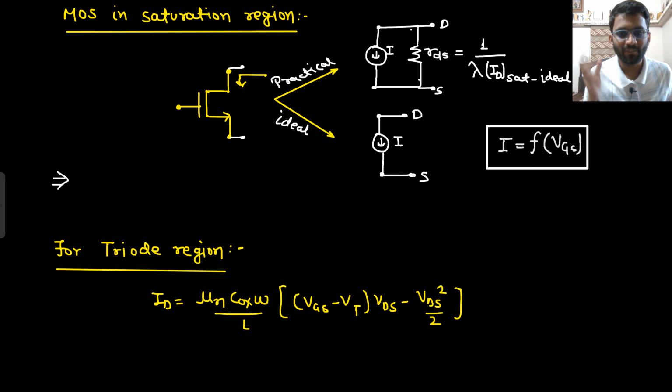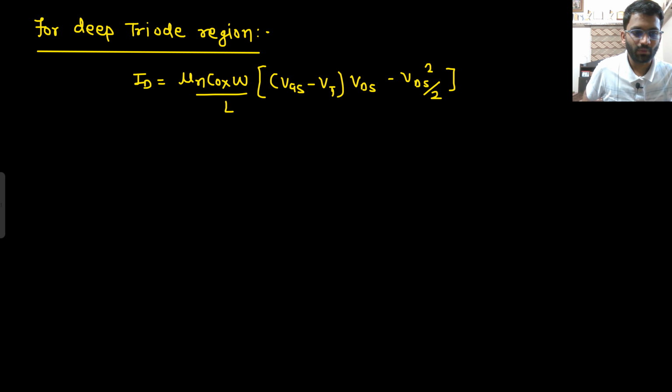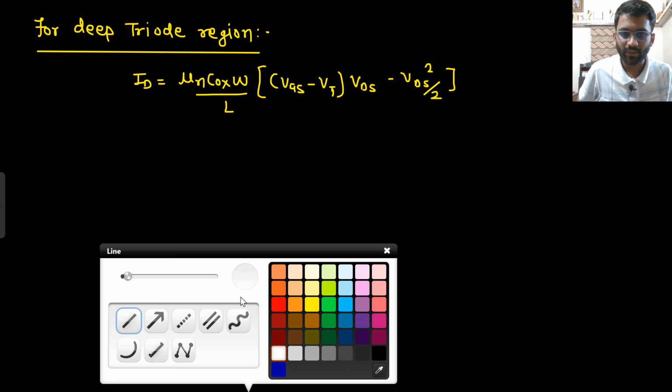Now let's do the same thing for triode region. But triode region is very interesting. Why is it interesting? Let's check that out. In triode region, actually there are two regions. One is the deep triode, the other one is the sublinear. Let's check that out in the next page. Nothing is written here, it is just the expression of triode region current. So let's study that triode region more deeply.